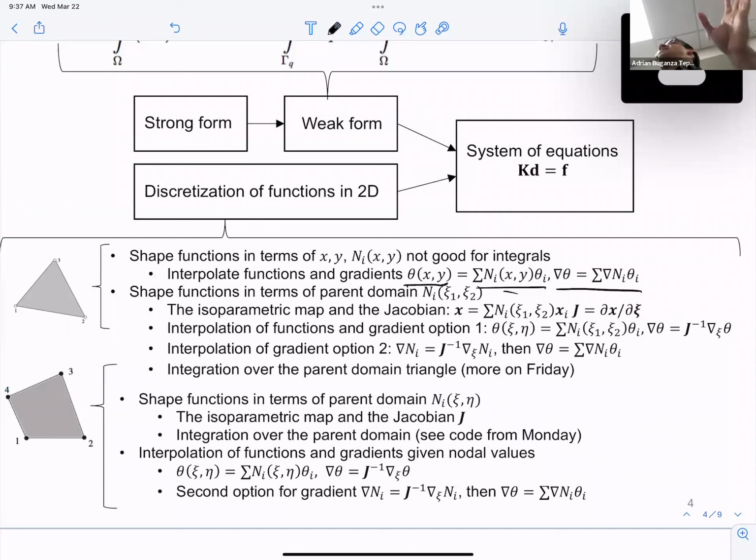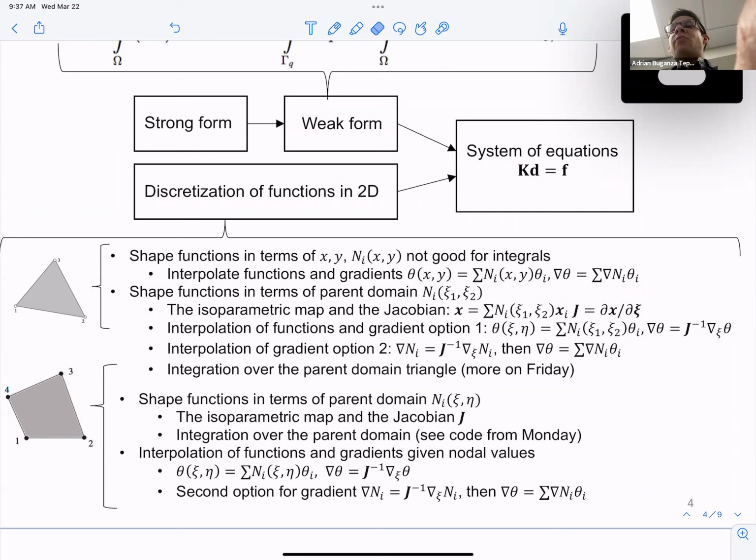So it's much easier, especially to do the integrals, to work with shape functions in terms of psi eta, just like we did in 1D. On the one hand, the shape functions in terms of psi eta, or psi 1, psi 2, are very easy to define, and they are the same for any element, but it comes at a cost, and the cost is that you need to evaluate now not just the function.